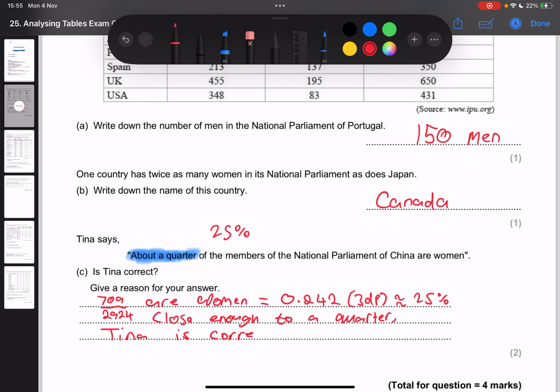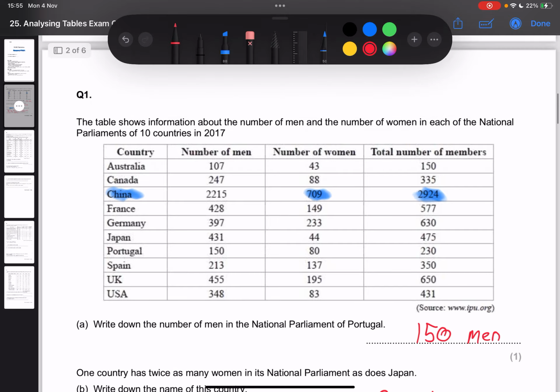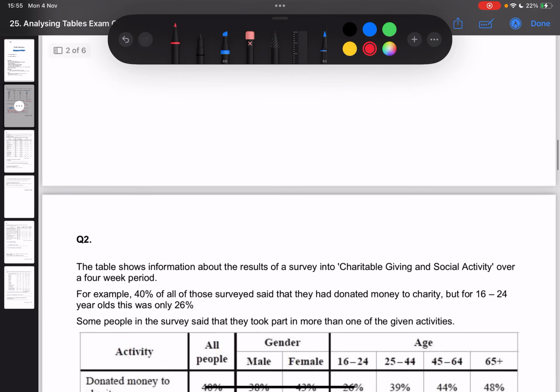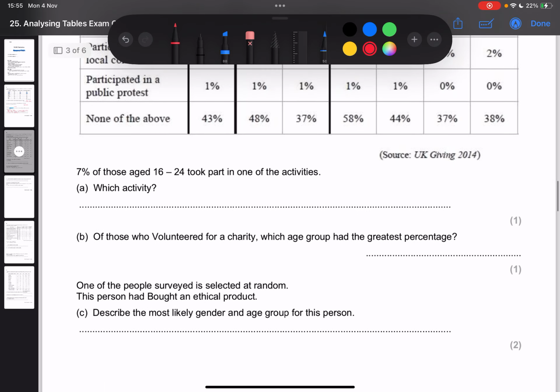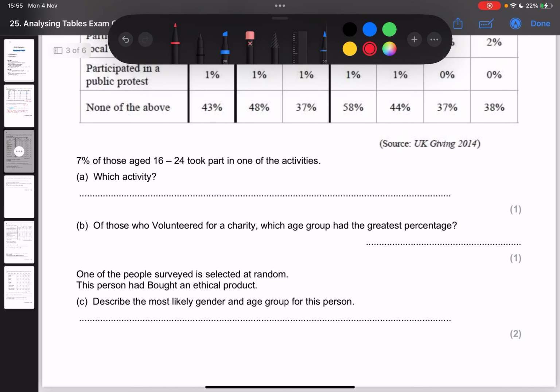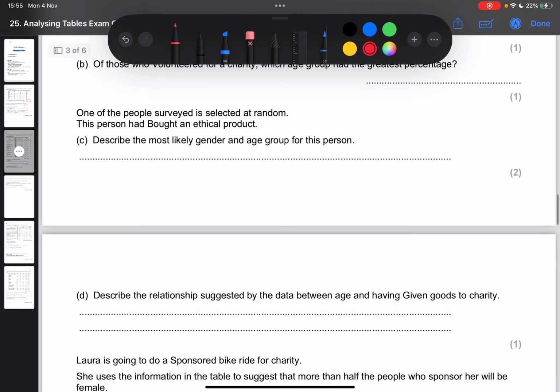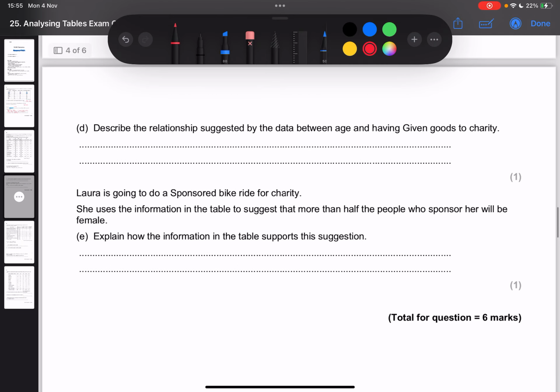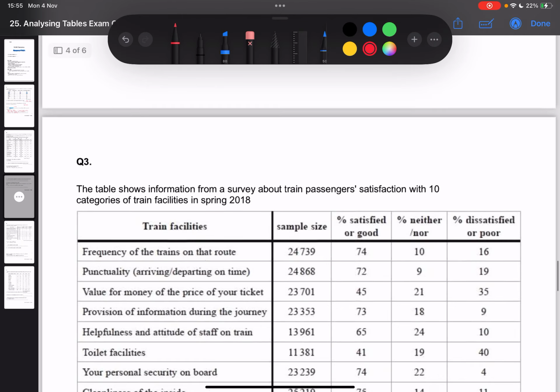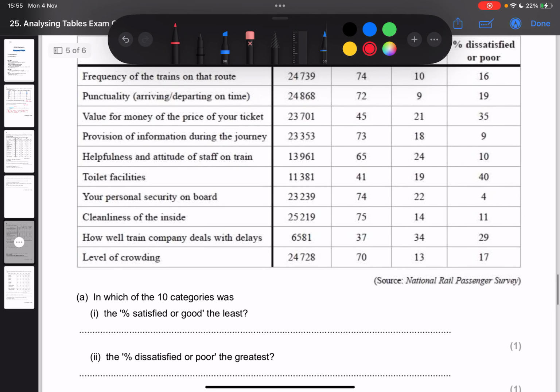So it's literally just basic things like this, just reading keywords and being able to read a table. If you can speak English, you should be fine. Okay, am I going to do this? No, this looks a bit too easy. So I'm going to skip this one. I'm going to do one more.